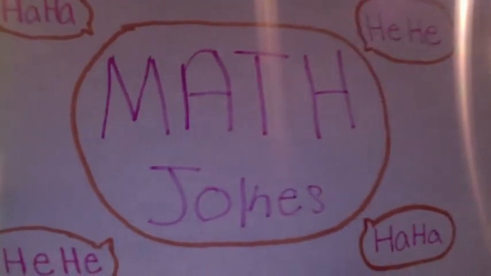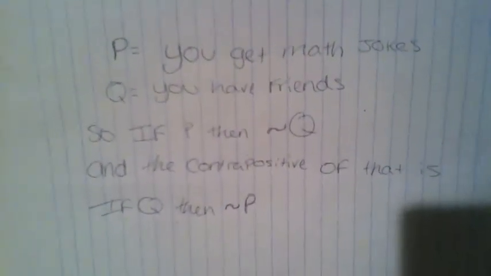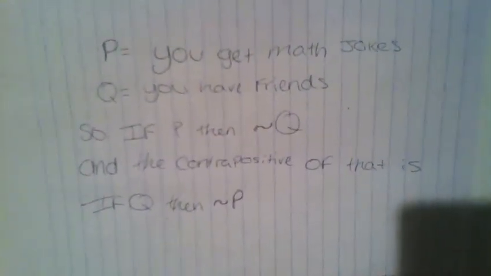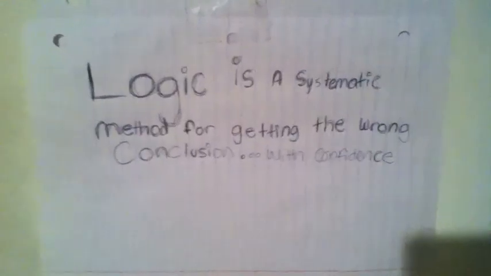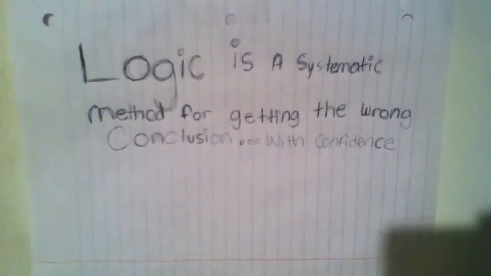Math jokes! Under your given, P is equal to you understand or get math jokes. Q is you have friends. So if P, then negated Q. And the contrapositive of that is if Q, then negated P. Logic is a systematic method for getting the wrong conclusion with confidence.